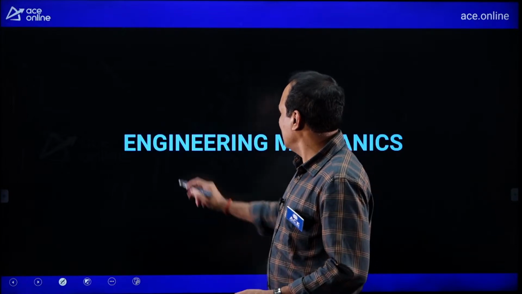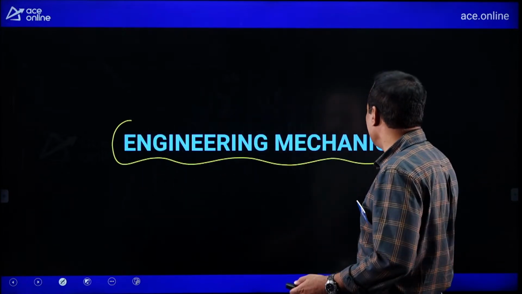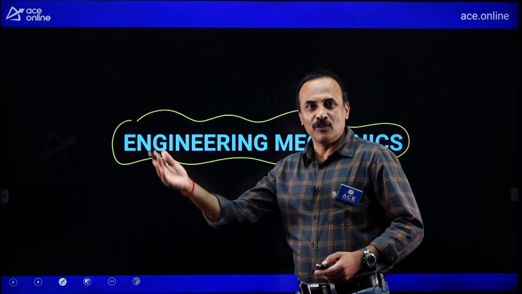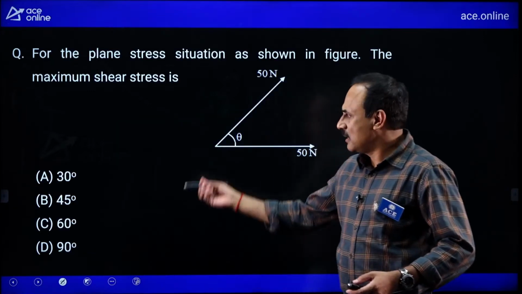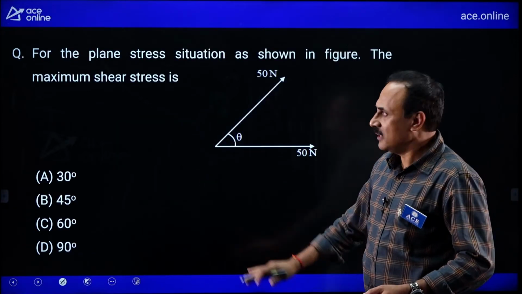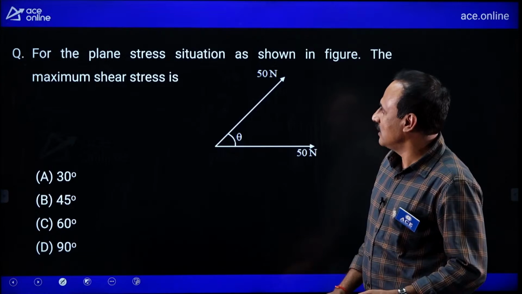మనం ఫస్ట్ మెకానిక్స్ గురించి మాట్లాడదాం. ఆఫ్టర్ దట్ విల్ గో టు స్ట్రెంత్ ఆఫ్ మెటీరియల్. ఇంజనీరింగ్ మెకానిక్స్లో 2-3 క్వశ్చన్స్ వస్తాయి కదా. సో ఇది చూడండి, డైరెక్ట్ క్వశ్చన్ ఇది.